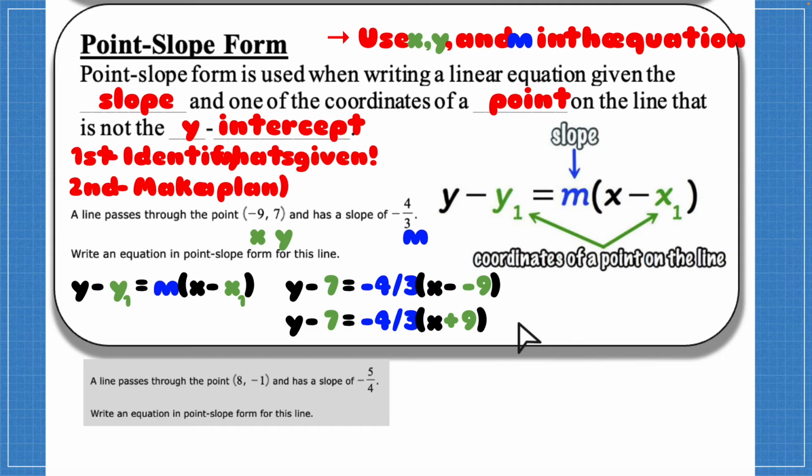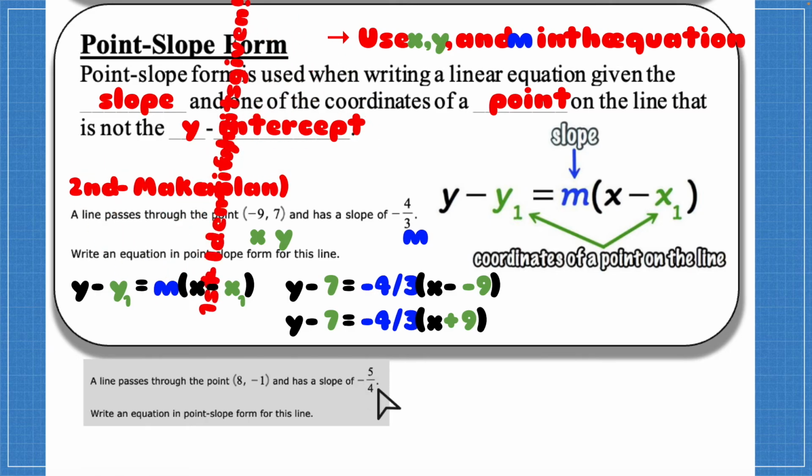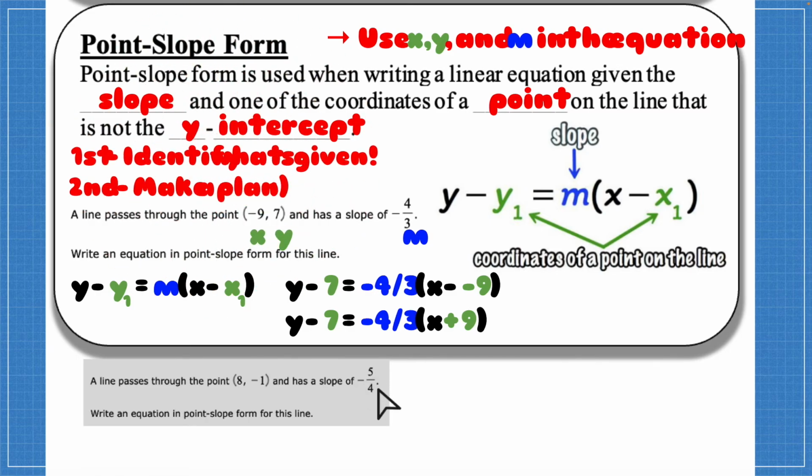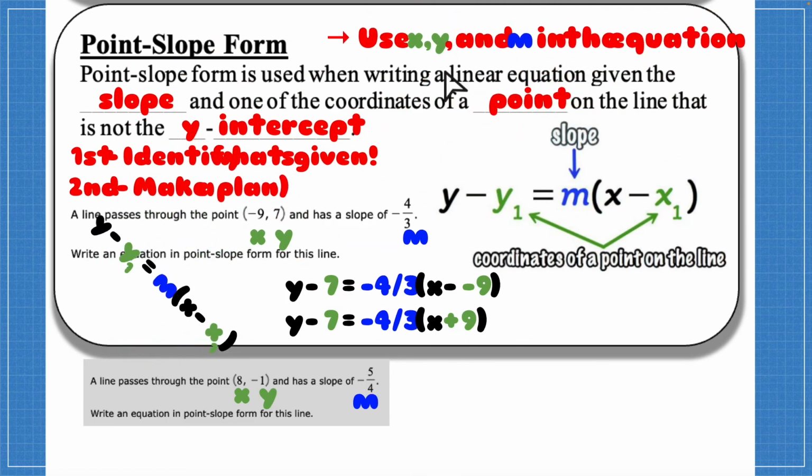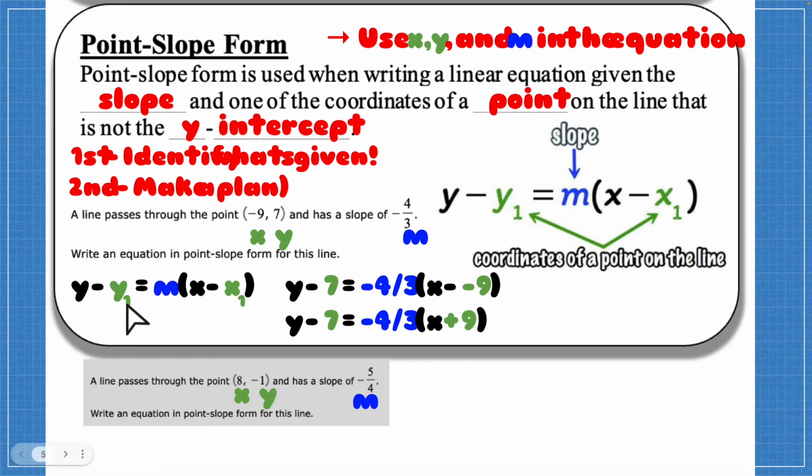All right, so let's practice that down here. We're going to have a line passing through the point 8, -1, and a slope of -5/4. So first, identify what's given. We have x, y, and m. So I have a coordinate of x, y, and I have a slope of m. Make a plan, which is exactly the same. We're going to use the equation, and we're going to plug in x, y, and m. Remember, it's x1 and y1 because it's the point that we're given.